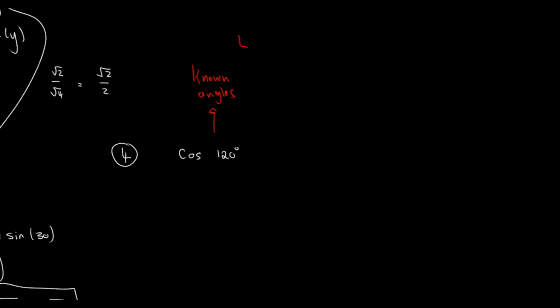What does this mean? Well, we know the value of cosine 45. We know the value of cosine 60. We also know the value of cosine 30, and we also know the value of cosine 90. So we want to try to manipulate these values into giving me this 120.